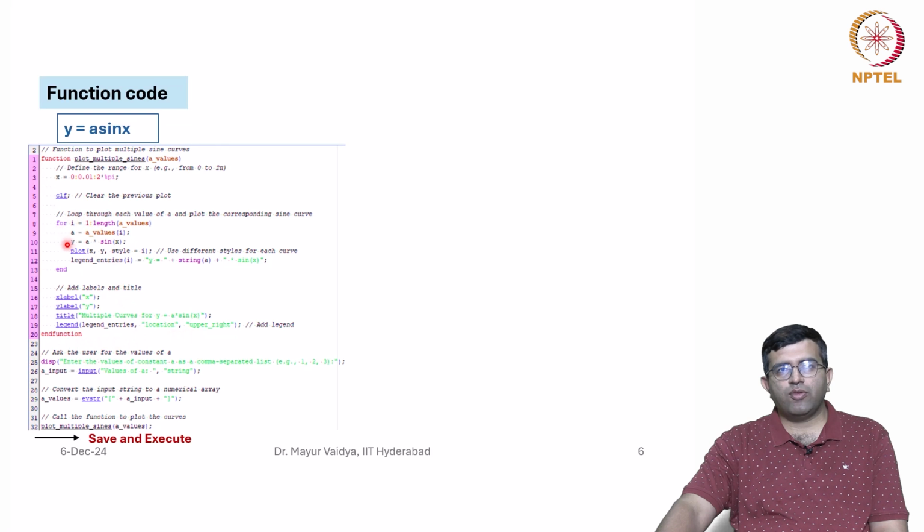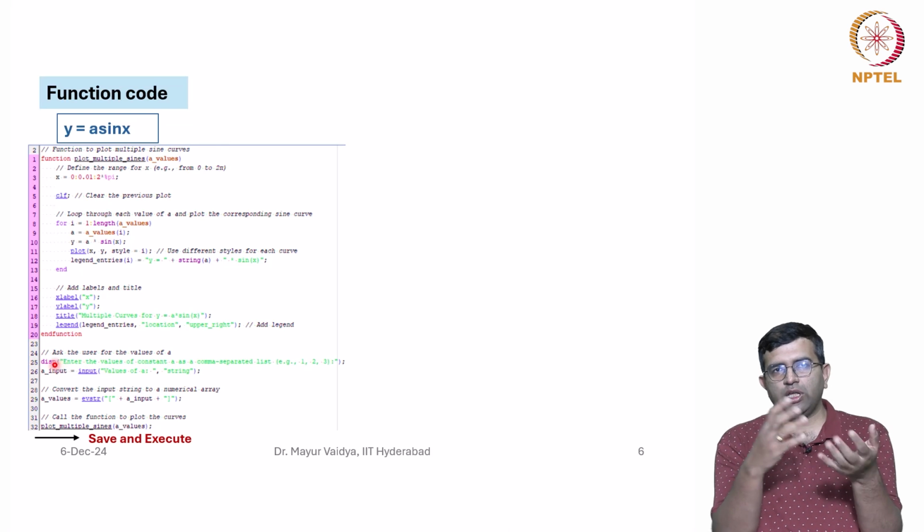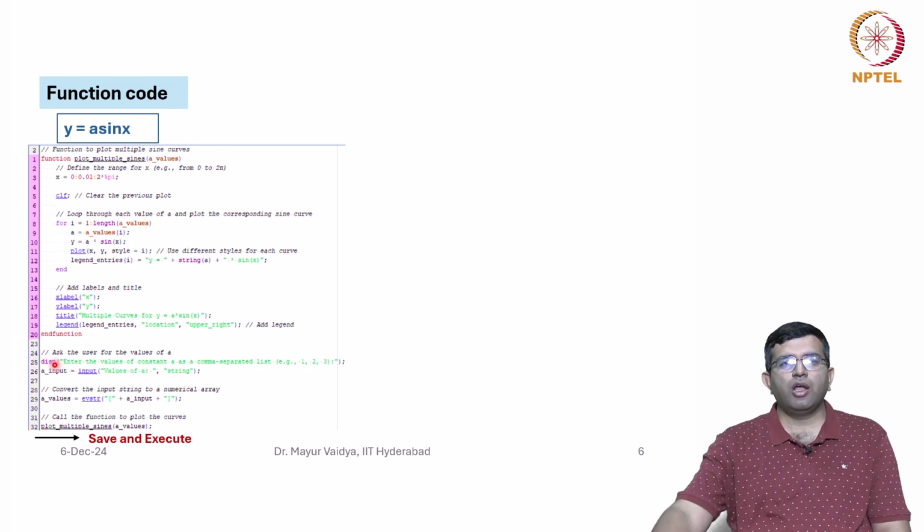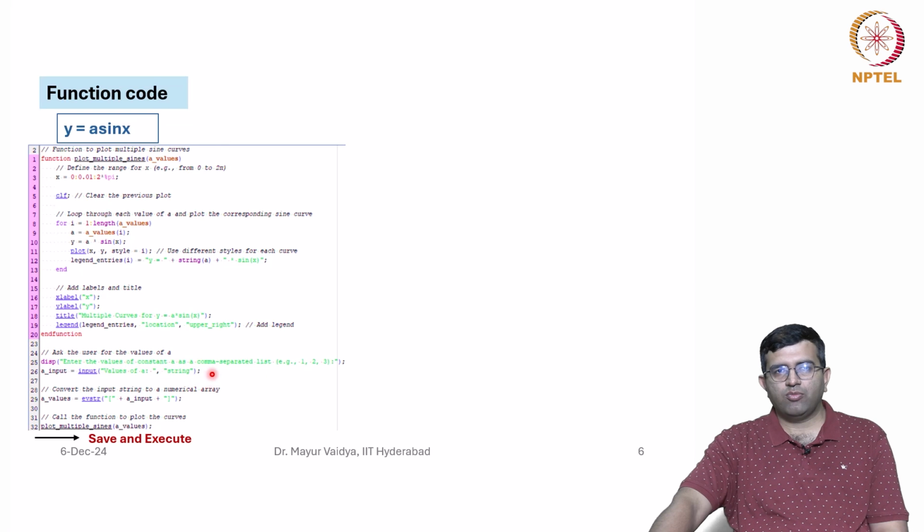Now, again here we want to ask for a from the user. So, therefore, ask the user for the values of a. Now enter the value of a as a comma separated list. What we are doing is asking that you enter whatever 2, 3, 4 values of a that you want to enter, but make sure that you separate them with a comma. Then this is the input that the user will give. The code simply converts those inputs to a mathematical array, and then we call this function to plot the curves.